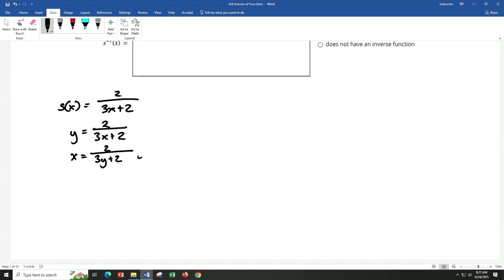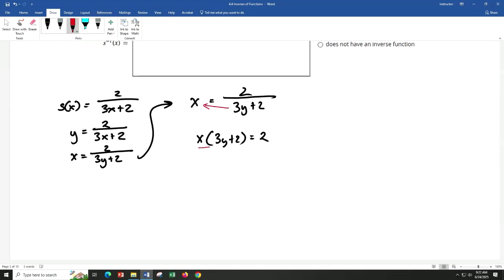Notice, I'm going to write it up here so I have more room. I have X is equal to 2 over 3Y plus 2. I'm going to cross multiply all of this on the bottom up. I'm taking the whole denominator and doing what? Moving it up. I'm basically multiplying by its inverse, right? I'm multiplying by 3Y plus 2 over 1 on both sides. And then I'm going to rewrite. I've got X times 3Y plus 2 is equal to 2. Well, now, let's get rid of the X. Let's divide off both sides by X.